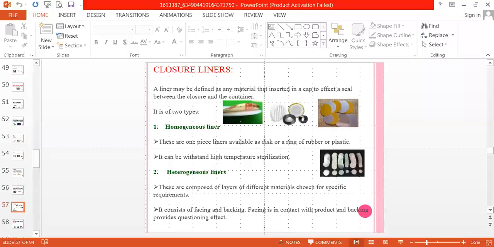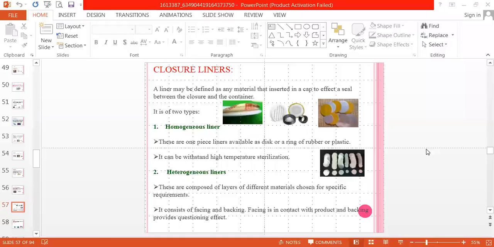Then closure liners. Closure liners are nothing but the material which we add to the container to avoid the removal of gases. These closure liners we use to avoid the removal of vapors as well as gases from your container, or to give tight closeness to your closure. As well, these closure liners avoid the direct contact of your product with your closure.